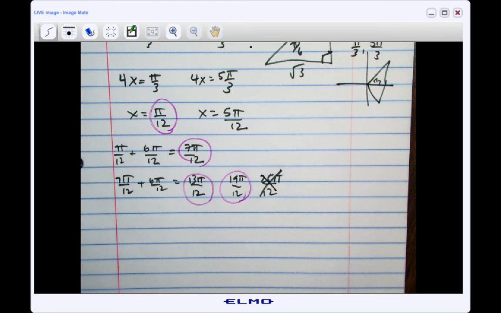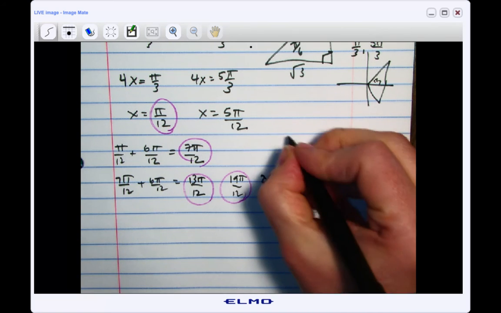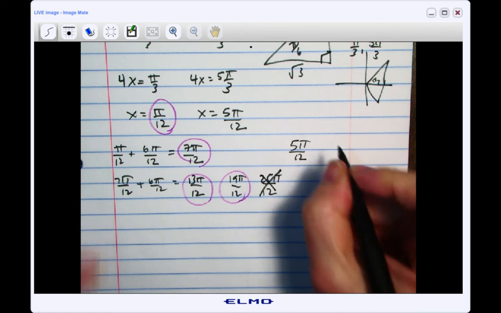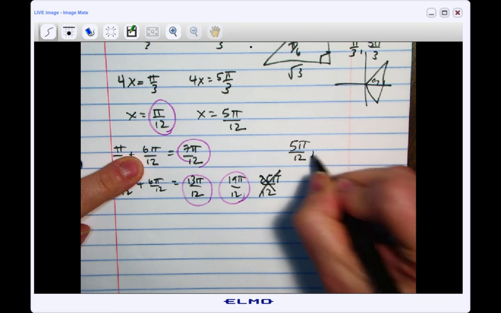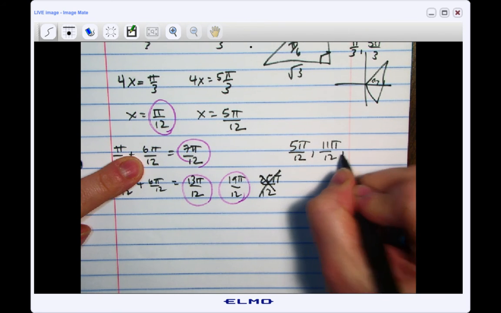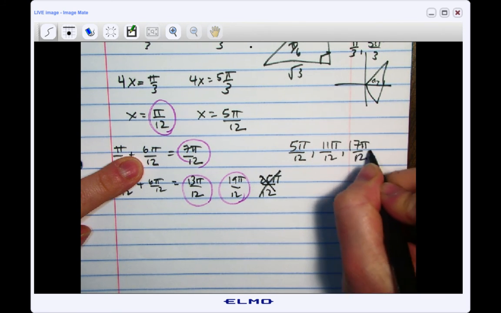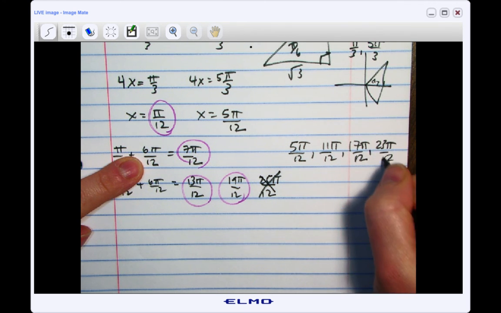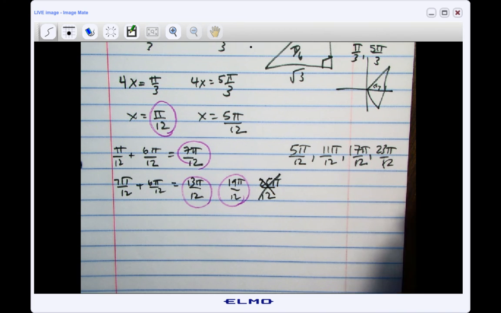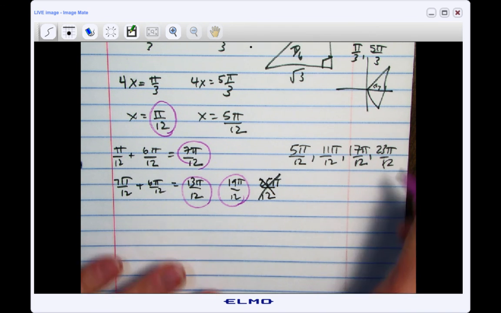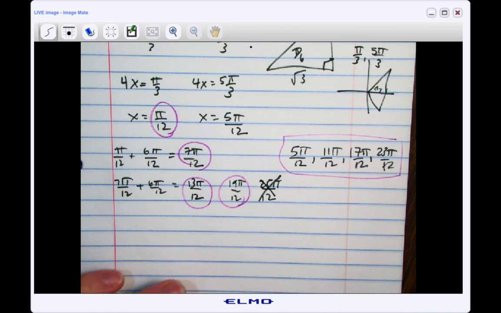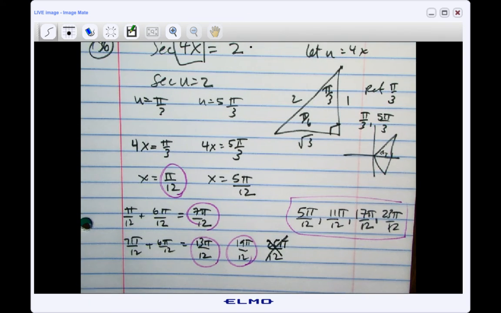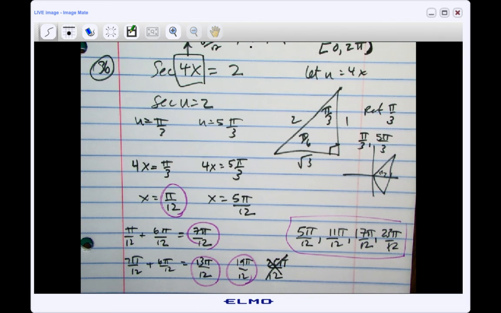Now this one I expect to yield me 4 also. So I take my 5 pi over 12 as the first one. And when I add 6 pi over 12 to it, the next one will be 11 pi over 12. And I add 6 more, and then I add 6 more. Still smaller than 2 pi, but if I add another 6, we know it'll be too big. So here are my 8 solutions between 0 and 2 pi for secant 4x is equal to 2.